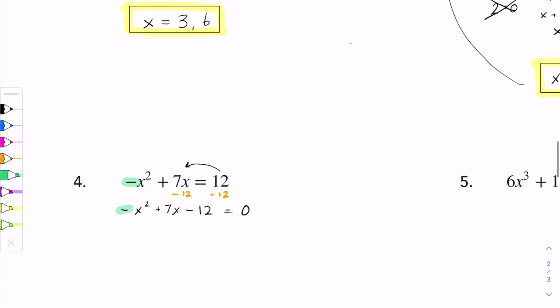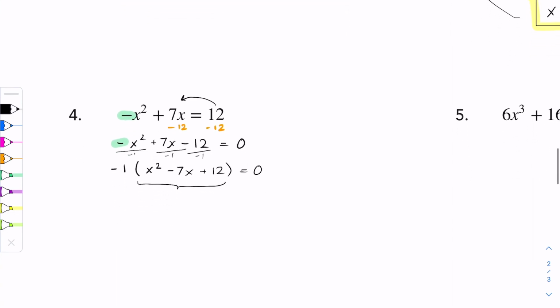Now I have to take care of that negative sign. I'm going to factor out a value of -1, which is the same as dividing every term by -1. That leaves me with x² minus 7x plus 12, and this is equal to 0. And now I'm going to factor that expression. I need two factors that multiply to equal a times c, which is 1 times 12, or 12, and the same two factors that add to equal -7.